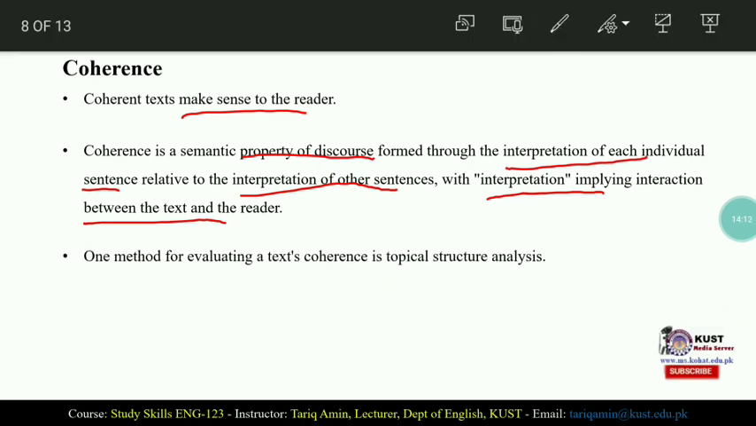One method for evaluating a text's coherence is topical structure analysis. Topical structure analysis is one of the methods with the help of which we can evaluate a text's coherence, and on the basis of which we can determine if coherence is there in the text or not.